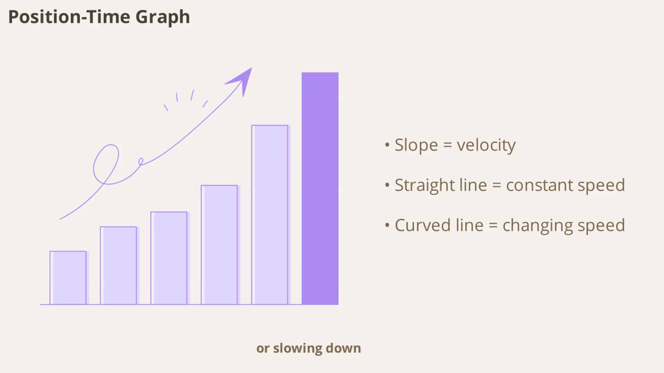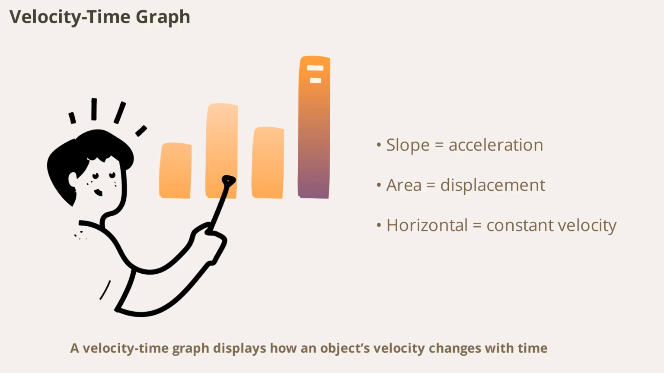A velocity-time graph displays how an object's velocity changes with time. The slope of this graph represents acceleration. A straight, horizontal line means constant velocity, while a sloped line indicates constant acceleration. The area under the curve gives us the displacement, making this graph a valuable tool for analyzing motion.